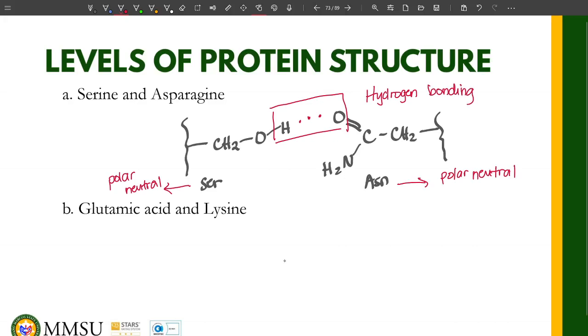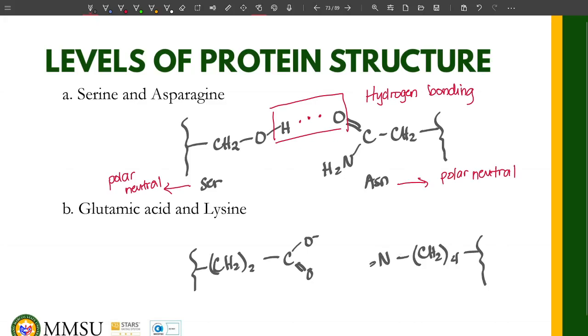And then the last one, glutamic acid and lysine. For glutamic acid, two CH2; you can just shortcut it that way. Then C double bond O negative. And then lysine has four CH2 and an amino group. You will notice it has a negative and a positive charge, because glutamic acid is a polar acidic amino acid, and lysine is polar basic.